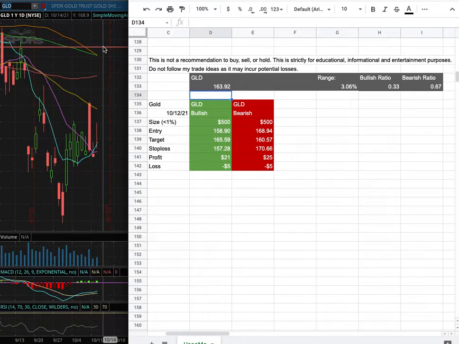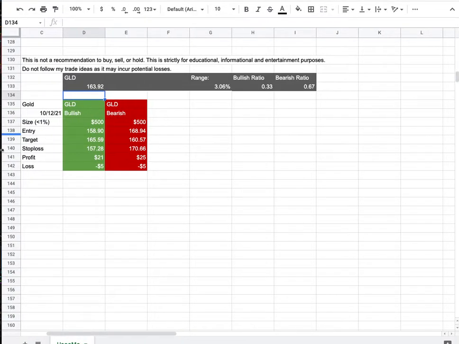However, if I were to open a short position, my entry is at $168.94, and that is this range there. My sell target is at $160.57, and my stop loss is at $170.66. So whichever entry price were to hit first, that'll be my position of the week.